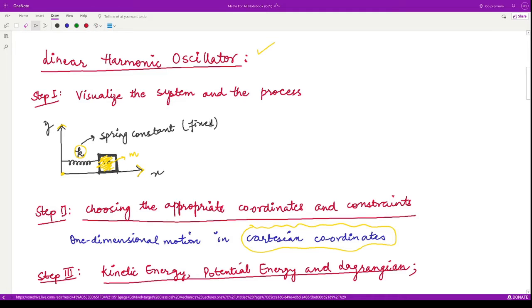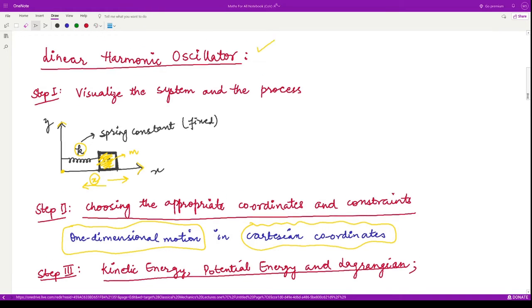Moreover, we shall study the motion of this system, or we shall derive the equations of motion in one-dimensional motion. That means we'll only study the horizontal motion of the spring. That means this block could either move in this direction or it could move in this direction. So whatever is the displacement over here, it would be represented by the distance x.